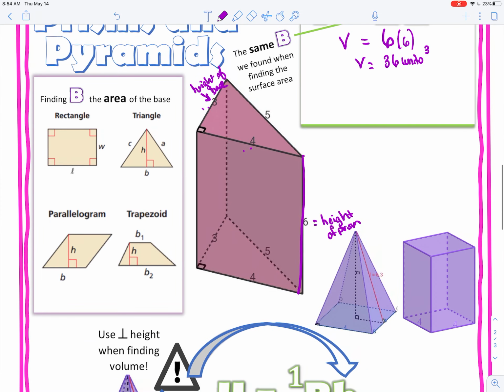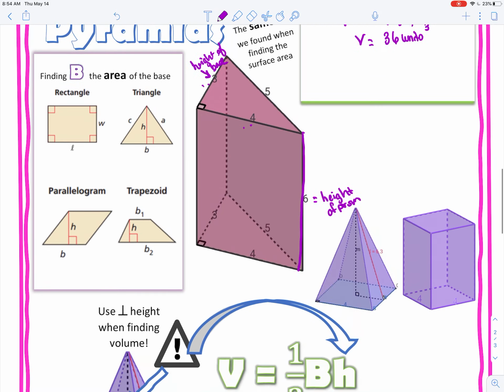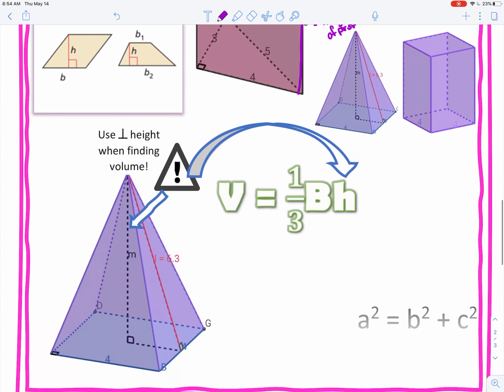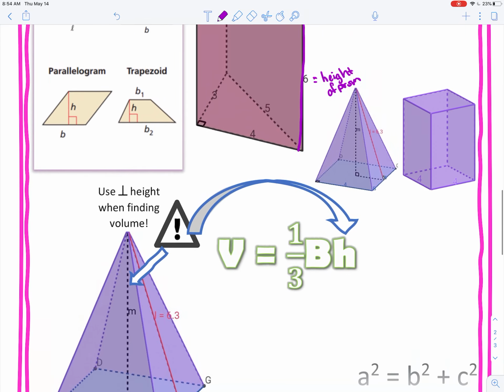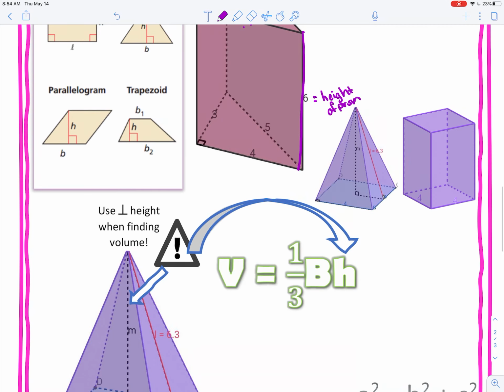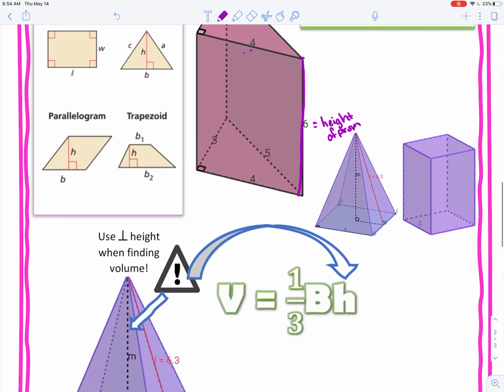All right, so we'll come back and talk about the area of each base and how to find those in just a moment. But let's talk about the volume of a pyramid now. When you're finding the volume of a pyramid, the volume of a pyramid is 1/3 as big as the volume of a comparable size, shape, dimensions prism. So the pyramid is 1/3.